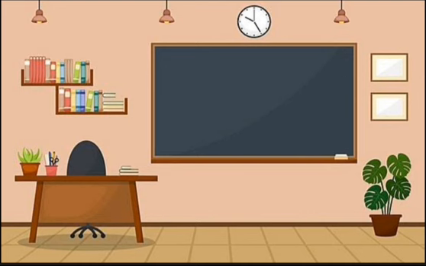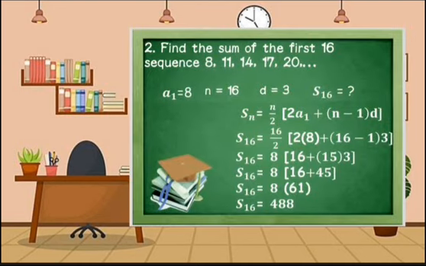Our second example is, find the sum of the first 16 terms of the arithmetic sequence 8, 11, 14, 17, 20, and so on. Then we have our given. Our a sub 1 is equal to 8. Our n is equal to 16. Our common difference is 3. And we're going to find our s sub 16.